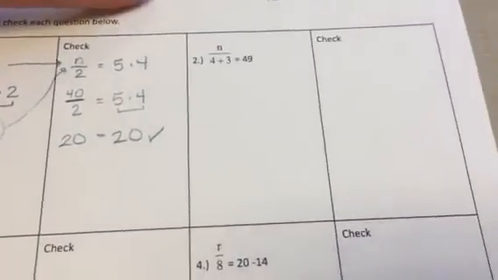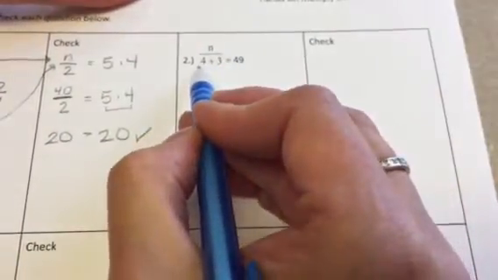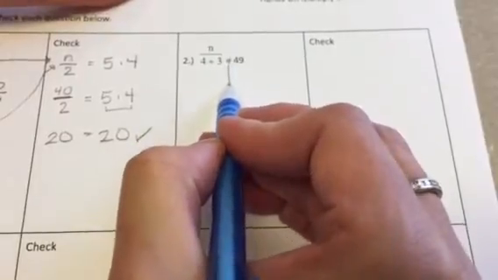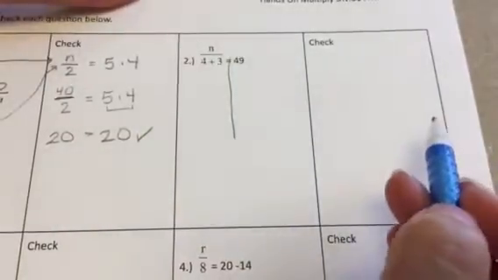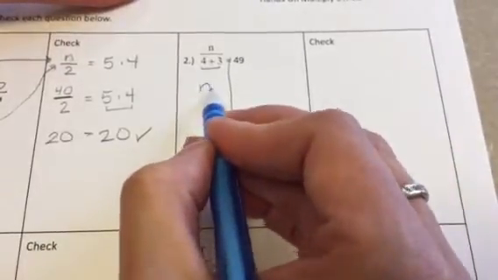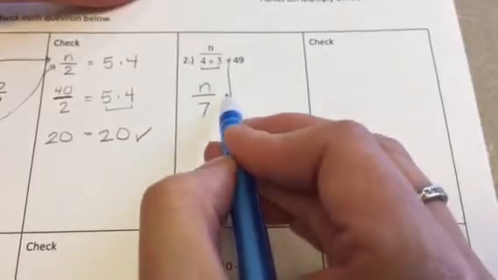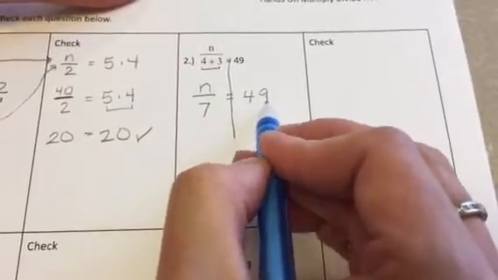All right, let's go over to number 2. n divided by 4 plus 3 is 49. I'm going to put my line down. I'm going to simplify this part, and I'm going to say n divided by 7, because 4 plus 3 is 7, is equal to 49.